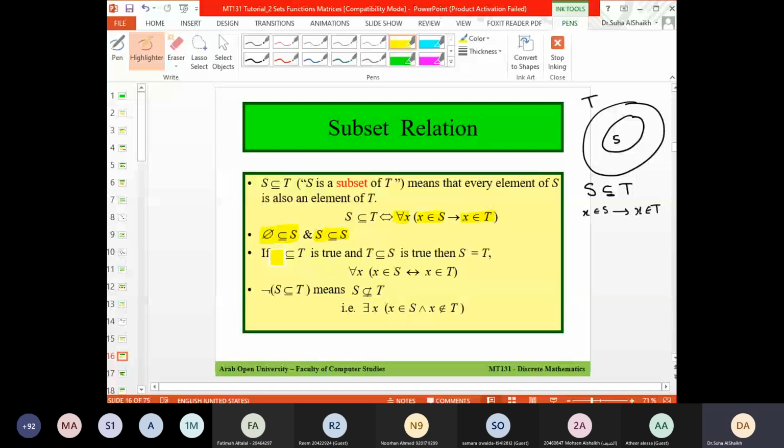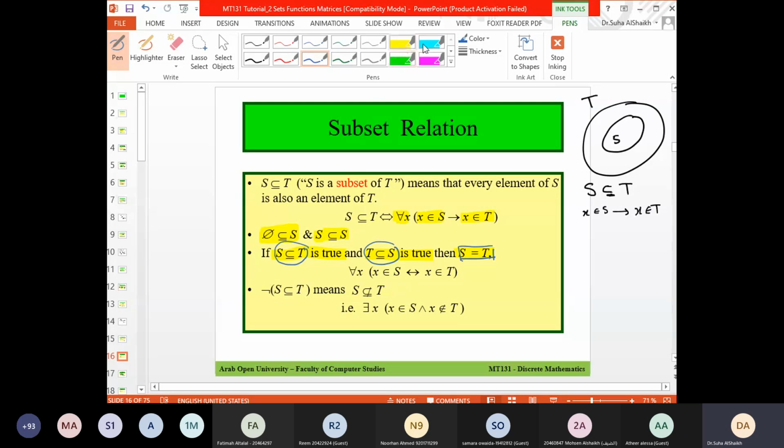Okay, if S is a subset of T, is it true, and T is a subset of S again is it true, then S is equal to T. Does this make sense? لو حصل إن الS كانت داخل الT والT كانت داخل الS معناها إن they are equal. Yeah, this means they are equal, which means for all x في الS, if and only if x in T.